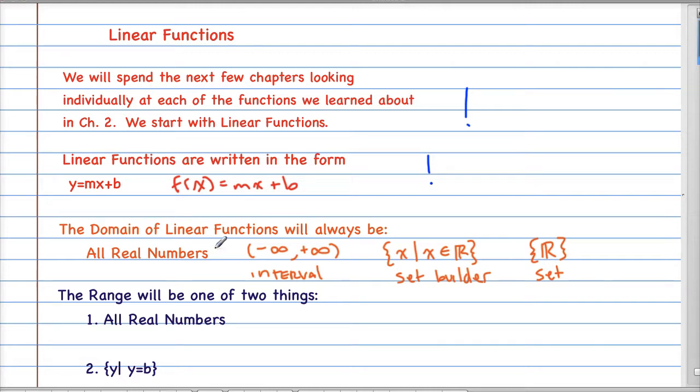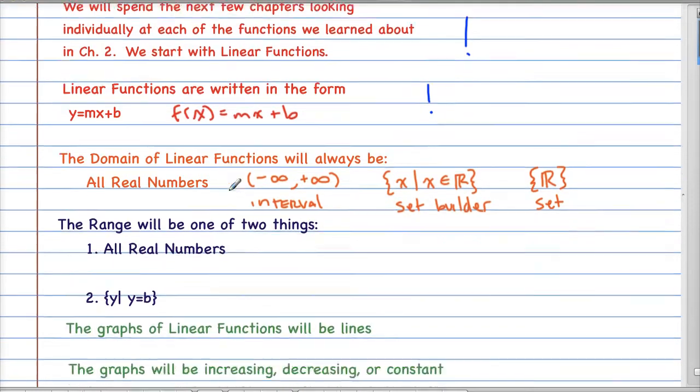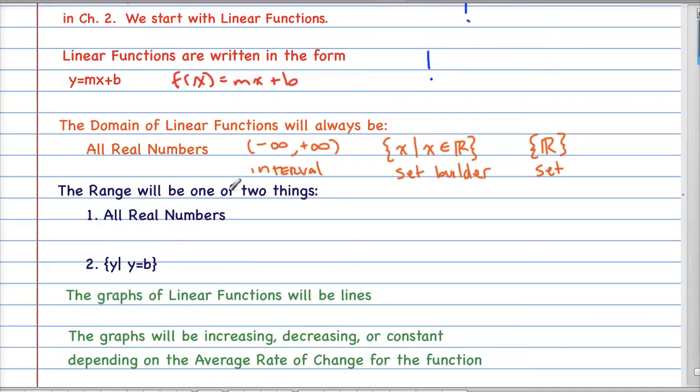Now, the domain is all real numbers for a linear function. The range is going to be a little bit different. So the range can be one of two things. It can either be all real numbers, and that would be when m does not equal 0, right? So if I have some positive or negative number for m in my equation up here, if m does not equal 0, then the range will be all real numbers.